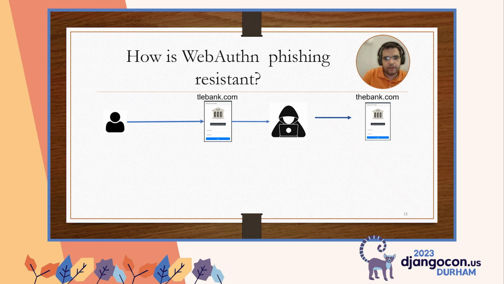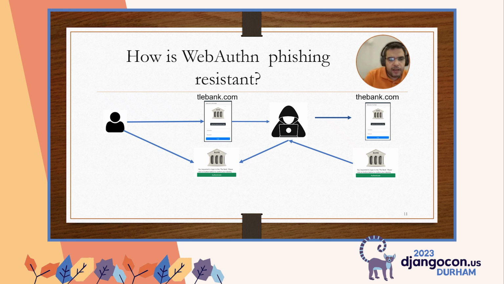on the real thebank.com. And since the username and password are correct, thebank.com will ask the user to confirm his identity using WebAuthn. The attacker will ask the user to confirm his identity, hoping to pick up the credentials so that he can use them on thebank.com.